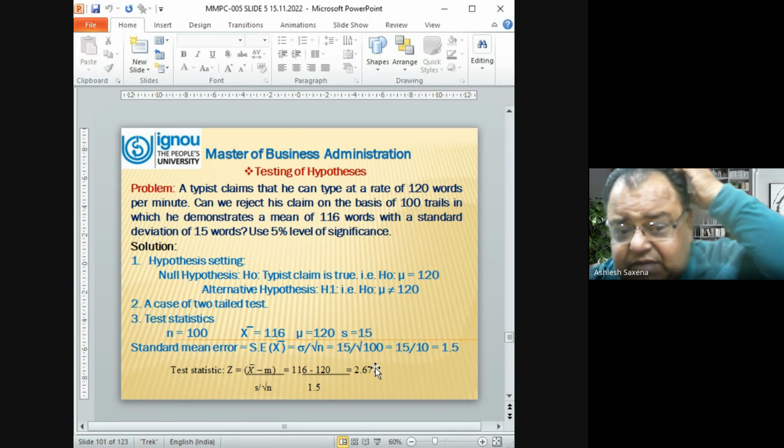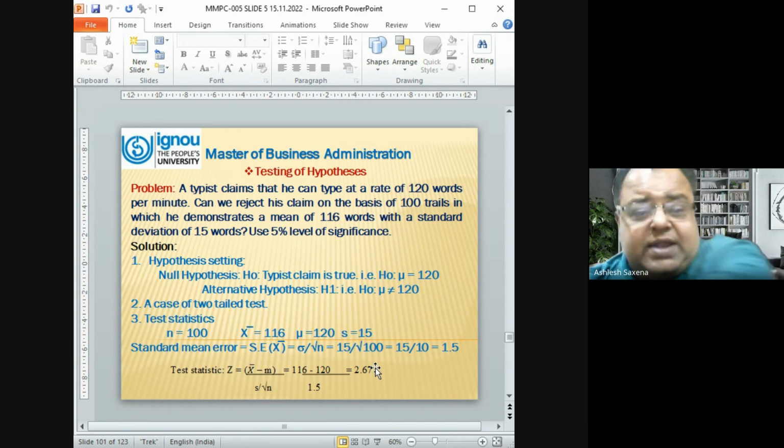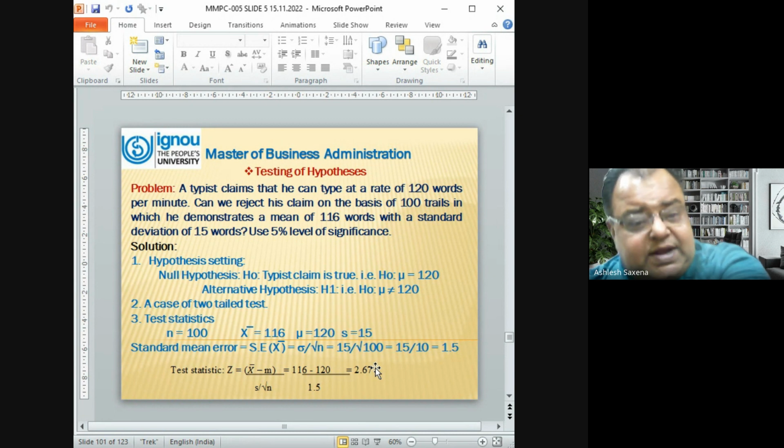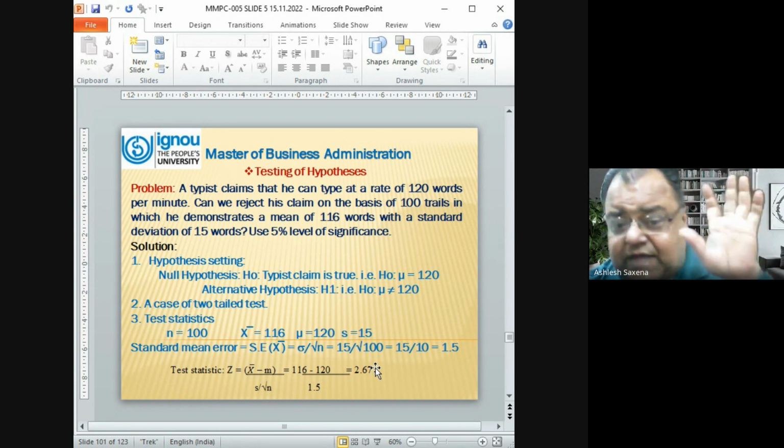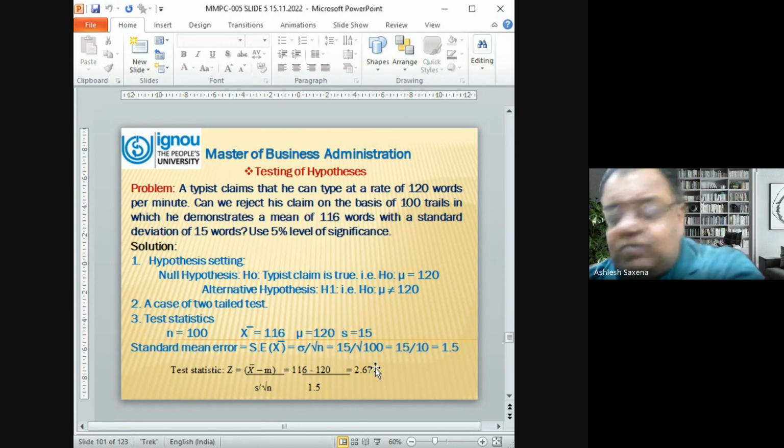First of all, we have to calculate the standard error of the mean, that is sigma upon under root n. Your sigma is 15 divided by under root n, n is 100. Under root of 100 is 10. That means your standard error comes out to be 1.5. The test statistic is equal to x bar minus mu upon s divided by under root n. These relations have been told to you when we were discussing testing of hypothesis. This value comes out to be 2.67.